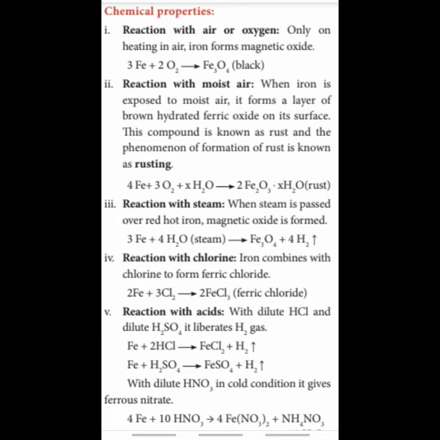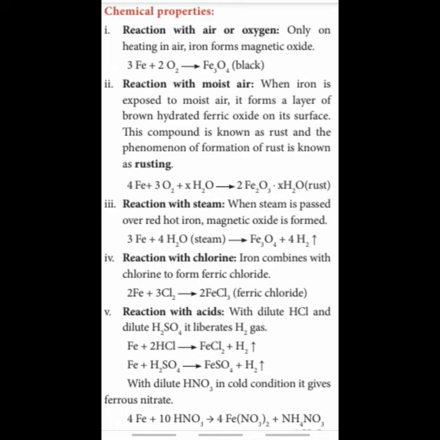Then the second point is a very important question. What is rusting? How is the rust formed? Write the color and the chemical formula. This is a book back question also. Once again, I repeat the question. What is rusting? How is it formed? What is the color of the rust? And write the formula of the rust.